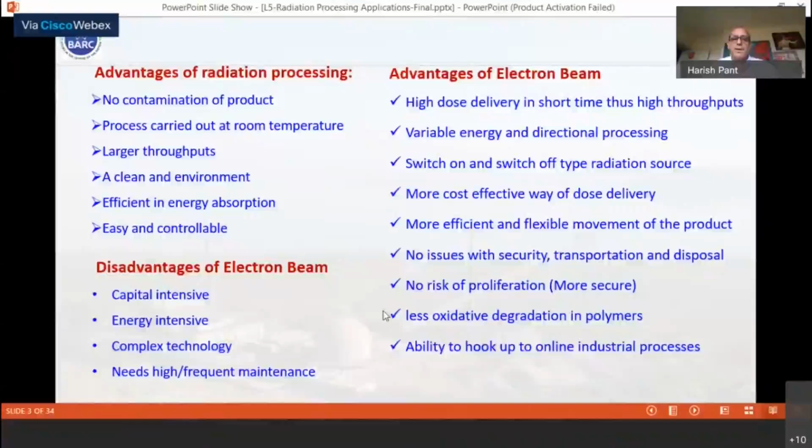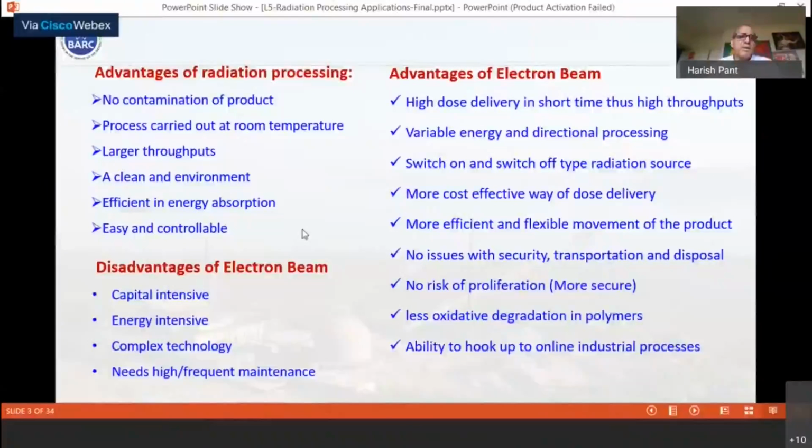There is less oxidative degradation of polymer in the case of electron beam, and the electron beam has the ability to hook up to online industrial processes. They can be used in any sort of industrial process.